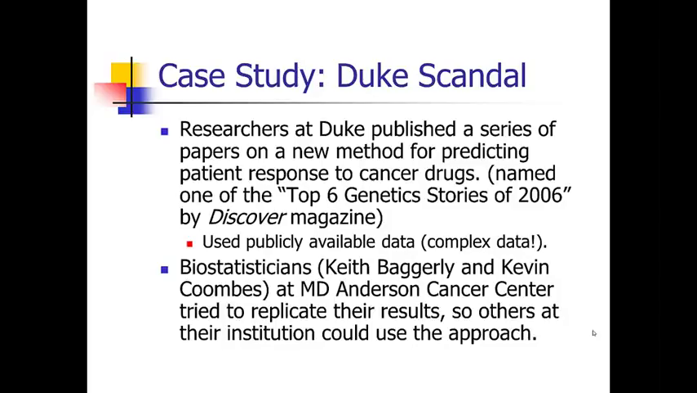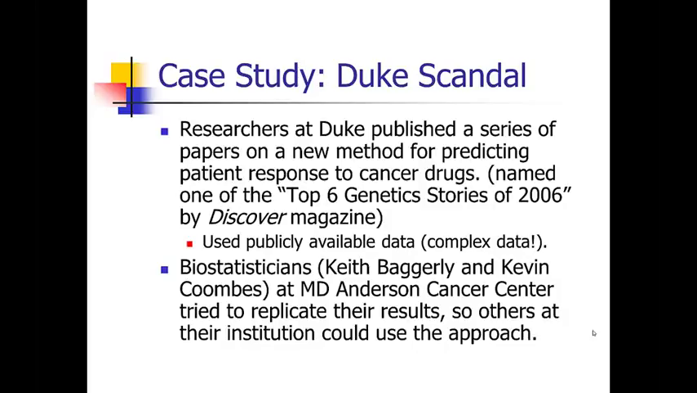So basically, some researchers at Duke published a series of papers starting in 2006 that introduced a new method for predicting patient response to cancer drugs, and it used publicly available data. So this was great because this is data that anybody could access to potentially use this method to find better drugs for cancer patients. And it was complex data, high throughput microarray gene signature data. The finding was so impactful that it was named one of the top 6 genetic stories of 2006 by Discover magazine.